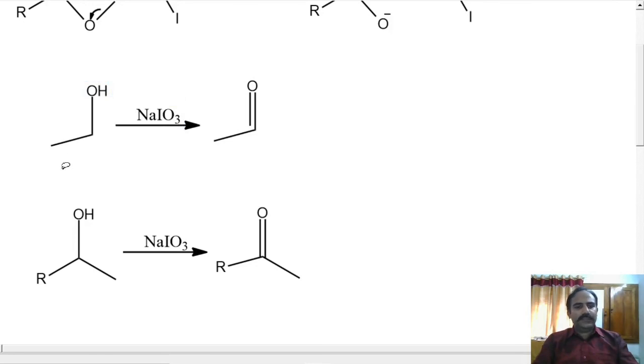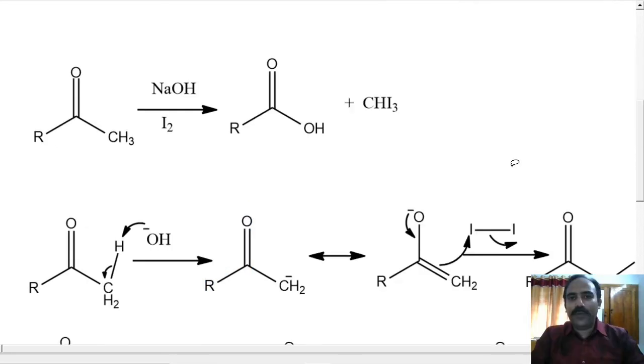So alcohols like ethanol and secondary alcohols with the CH3 at the alpha positions can give aldehyde or ketone, which can give iodoform reactions. So these compounds also give the iodoform test. Hope you understood the iodoform reaction, iodoform test, and the mechanism of this reaction. Thank you.